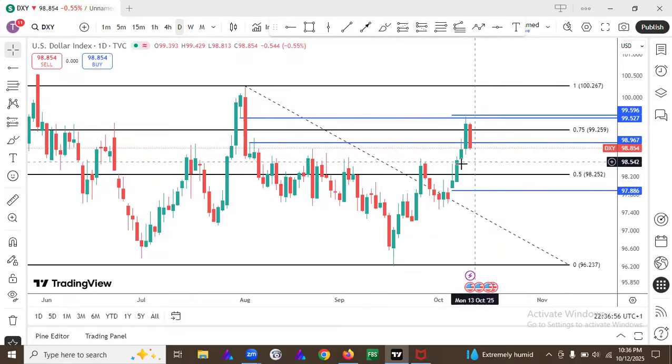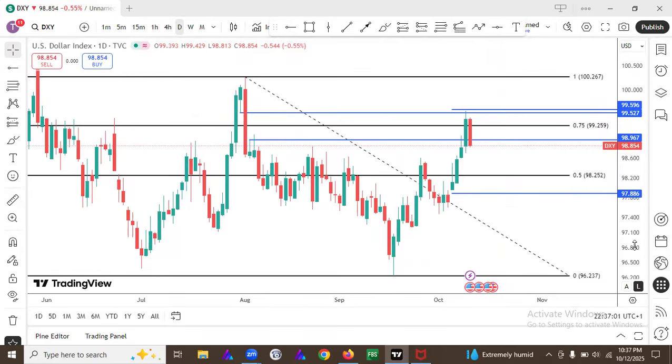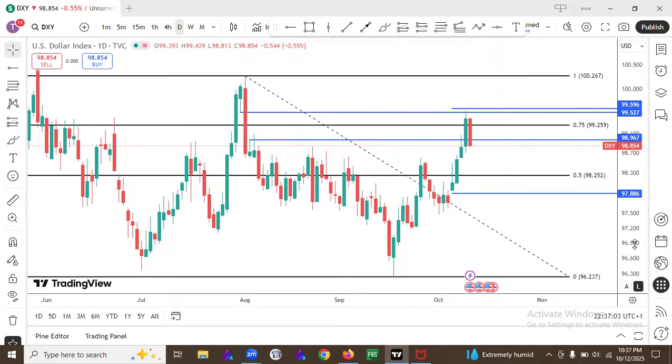Okay, so based on what we have on the daily time frame, I would expect the dollar index to be bearish this week.